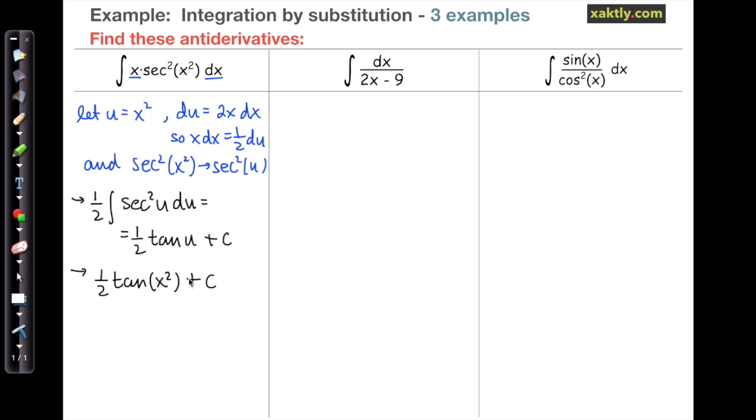So the last thing we should probably do with an integral like this is just take the derivative of our answer and make sure we get the integrand back. So we're taking the derivative of our answer, and this is just a chain rule: 1/2 times secant squared of x squared times 2x, and you can see that everything cancels out to give us our integrand back. So that's great.